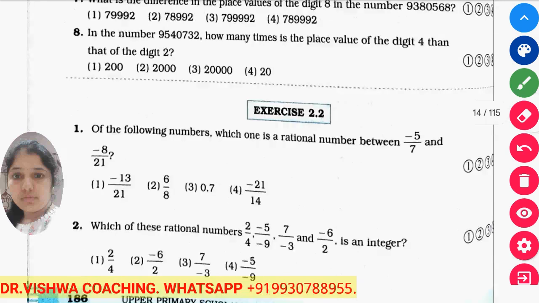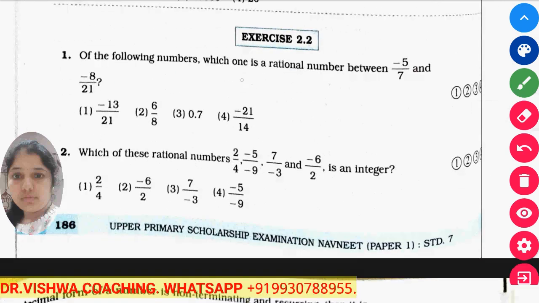Okay, you can check. Now the next one. Which of the following rational numbers lies in between minus 5 by 7 and minus 8 by 21? Now see, here is one trick. The given numbers are minus 5 by 7 and minus 8 by 21, and we have to find the number which is in between these two.